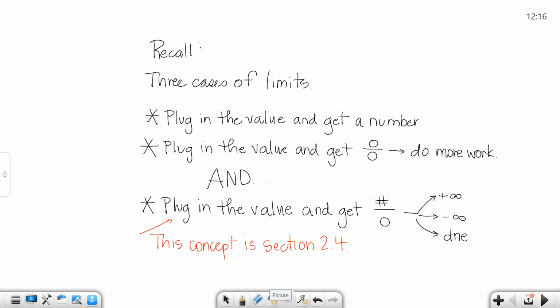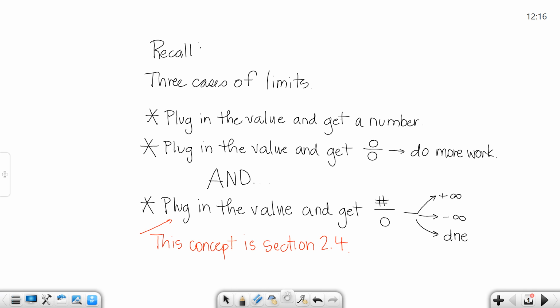Okay, we're still on limits with our 3 cases of limits, just refreshing your memory. You're going to plug in a value and get a number. You're done. That's what would happen. You'd plug in a value and get 0 over 0, which means do more work. Both of those were in previous sections.